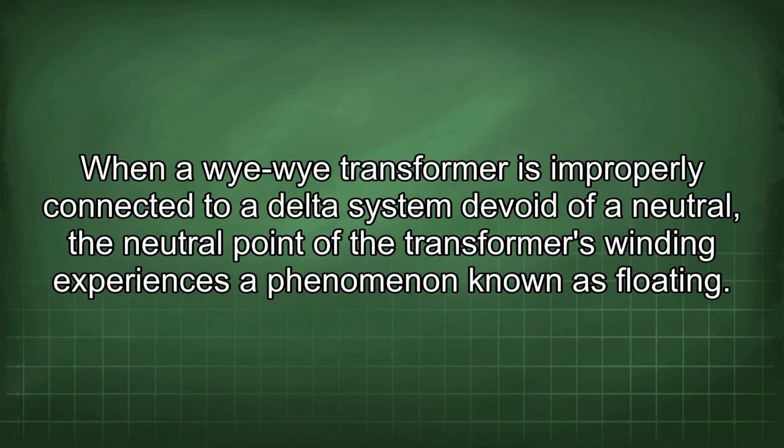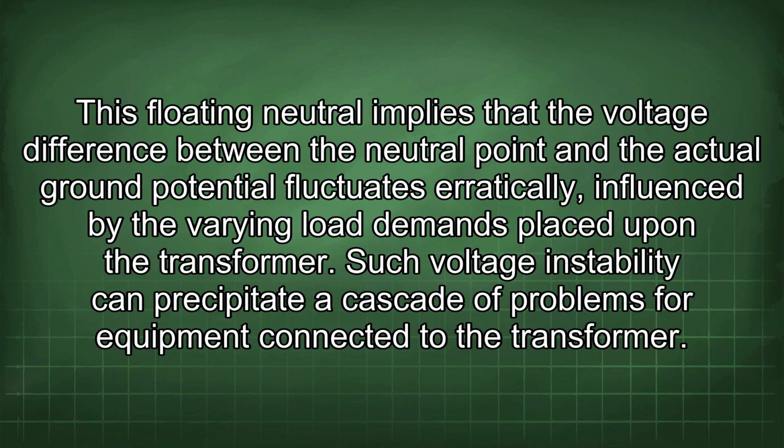When a Wye-Wye transformer is improperly connected to a delta system devoid of a neutral, the neutral point of the transformer's winding experiences a phenomenon known as floating. This floating neutral implies that the voltage difference between the neutral point and the actual ground potential fluctuates erratically, influenced by the varying load demands placed upon the transformer. Such voltage instability can precipitate a cascade of problems for equipment connected to the transformer.